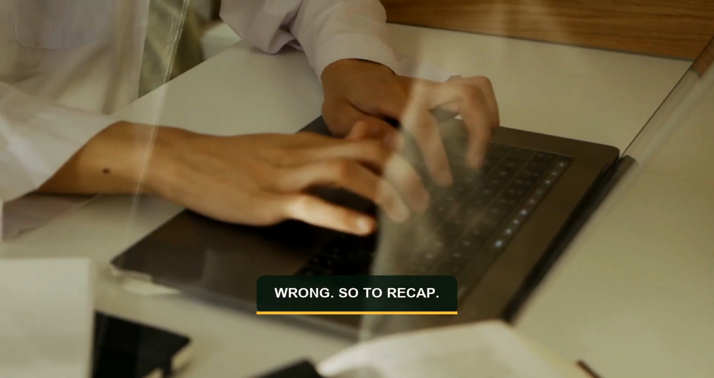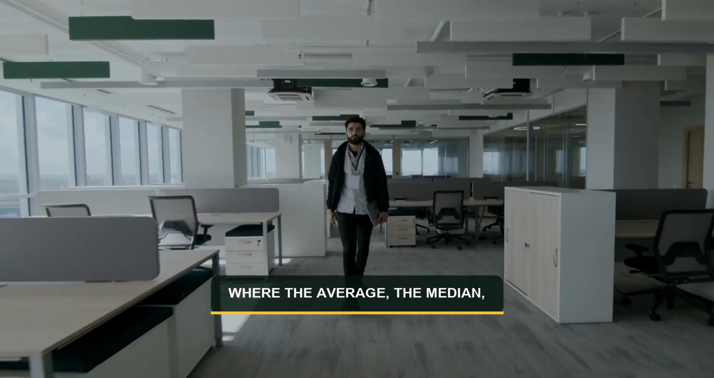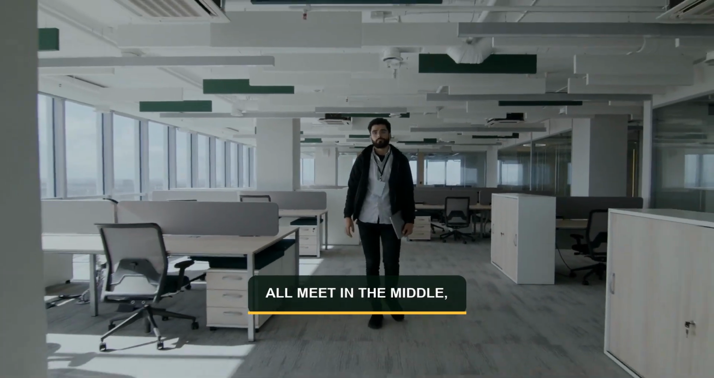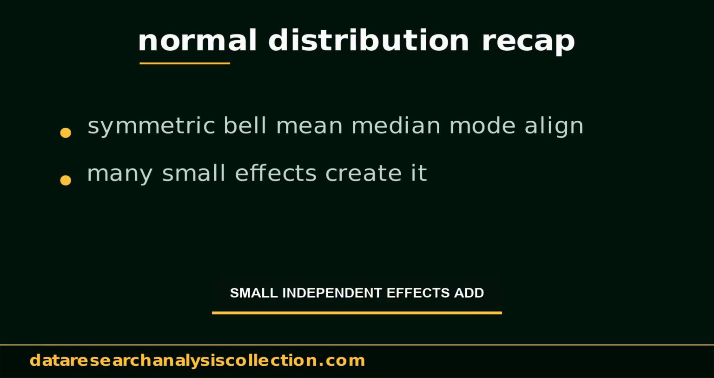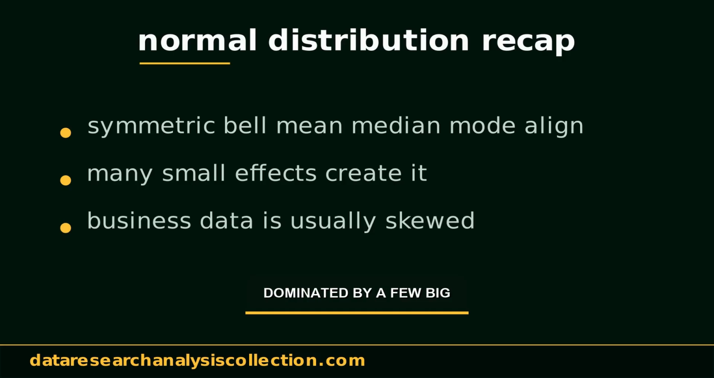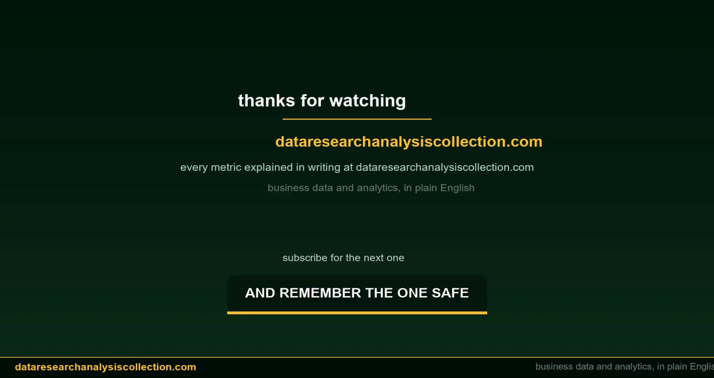So to recap, the normal distribution is a precise, symmetric bell where the average, the median, and the most common value all meet in the middle. And it is the hidden assumption behind the 2/3 rule and a lot of your tools. It shows up when many small independent effects add together, which is exactly why most skewed business data, dominated by a few big forces, never follows it. Check the shape with a histogram and by comparing your average to your median before you borrow any rule that needs a bell. And remember the one safe harbor, that the average of a large sample goes normal even when the raw data does not.